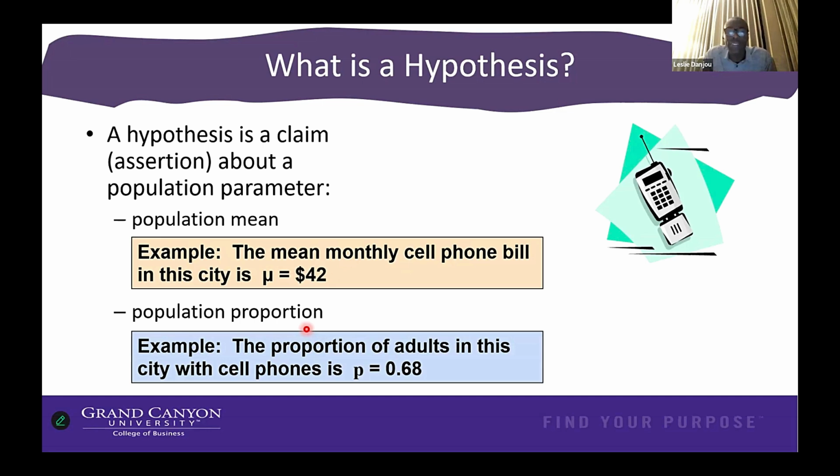Here's another example. The proportion of adults in this city with cell phones is 68%. Now let's think about this rationally. Do you think that only 68% of adults have phones? Once again, whether you believe it or not, you still have to test it because it says "is," so it will represent a two-tailed test. So we're listening to the claim for whether it is a right tail, left tail, or a two-tailed test.